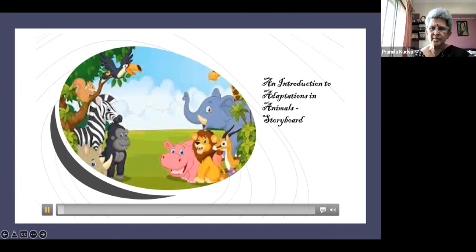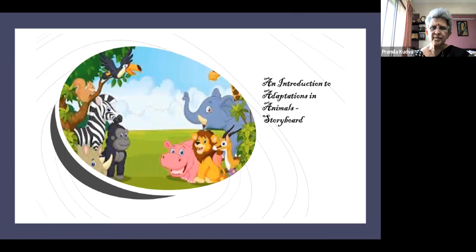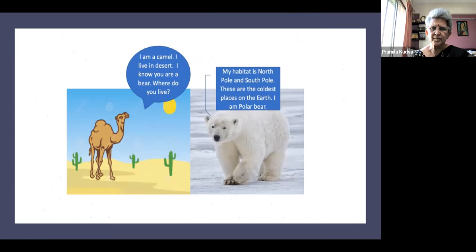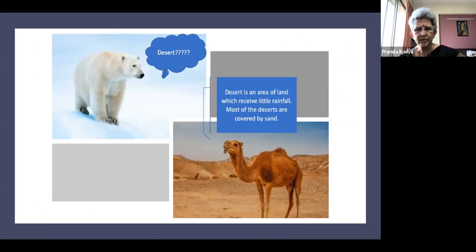An introduction to adaptations in animals. I am a camel. I live in desert. I know you are a bear. Where do you live? My habitat is North Pole and South Pole. These are the coldest places on the earth. I am a polar bear. Desert?